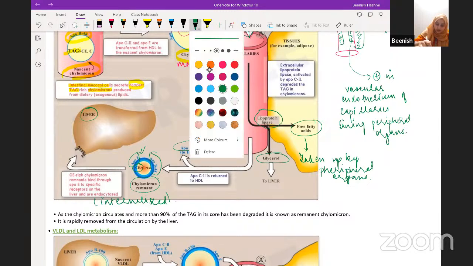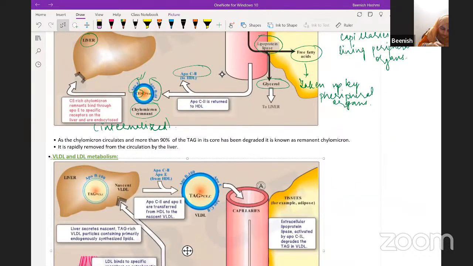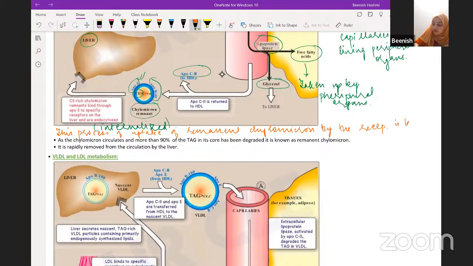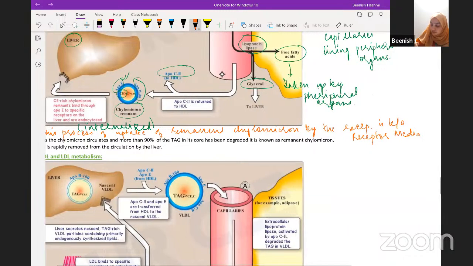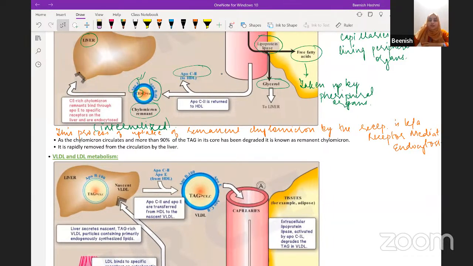I'll write this for you. This process of uptake of remnant chylomicron by the receptors is known as receptor-mediated endocytosis. So the remnant chylomicron is rapidly removed from the circulation by the liver.